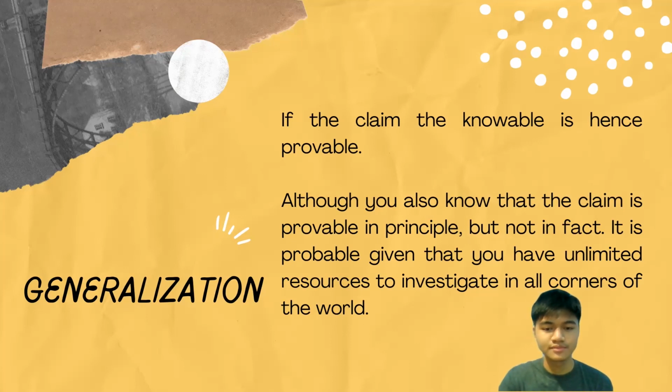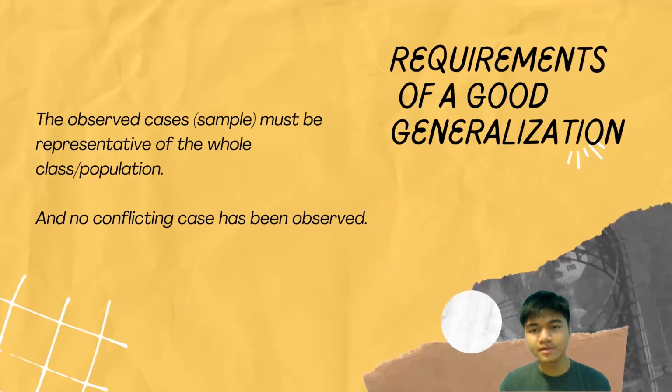So, the requirements of a good generalization. The first is that the observed cases or sample must be representative of the class or population. The second is that there are no conflicting cases to the statement. In the case of "all crows are black," in fact there is a white crow. You can search for it on Google.